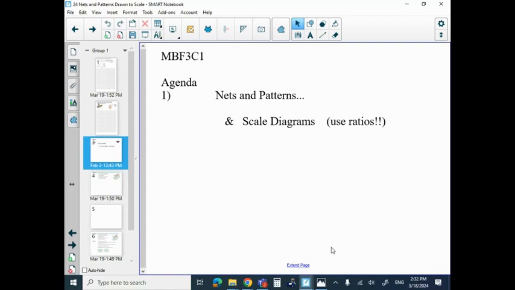Hello and welcome to a little bit more of a lesson on nets and patterns, and more so to do with scale diagrams. So I'm just getting the door closed here. Hopefully some of the work we do with scale diagrams using ratios is review from grade 9 and previous courses. But if not, I'll do a really thorough job to show you how you can work with ratios easily.